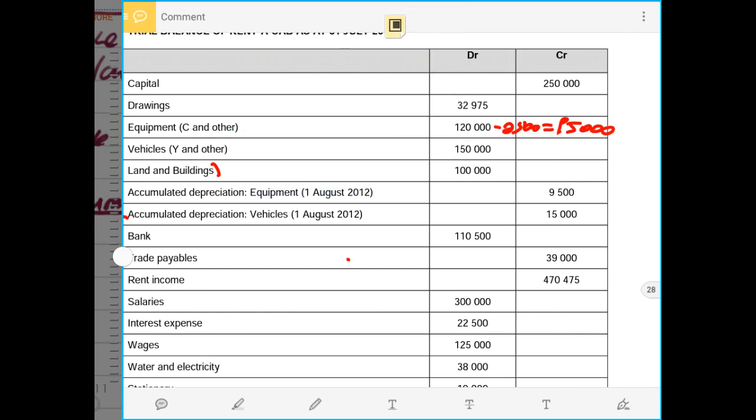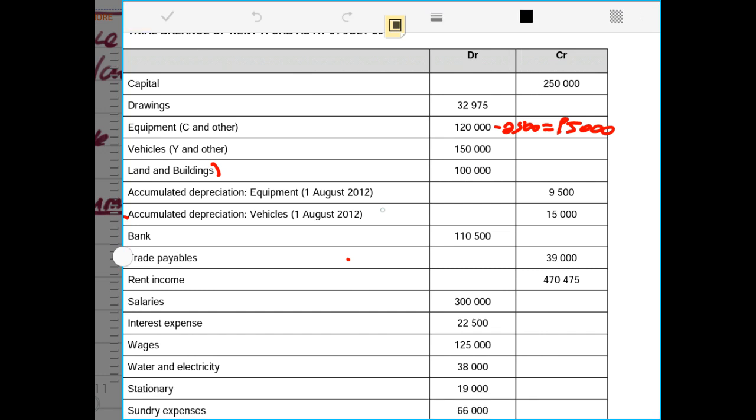So now we know that 50,000 is included for the new vehicle, and the old vehicle costs 100,000 rands, and the accumulated depreciation that we have here of an amount of 15,000 rands is only for the old vehicle because it's an opening balance. So on the 1st of August, remember 1st of August 2012, motor vehicle Y was not yet there.